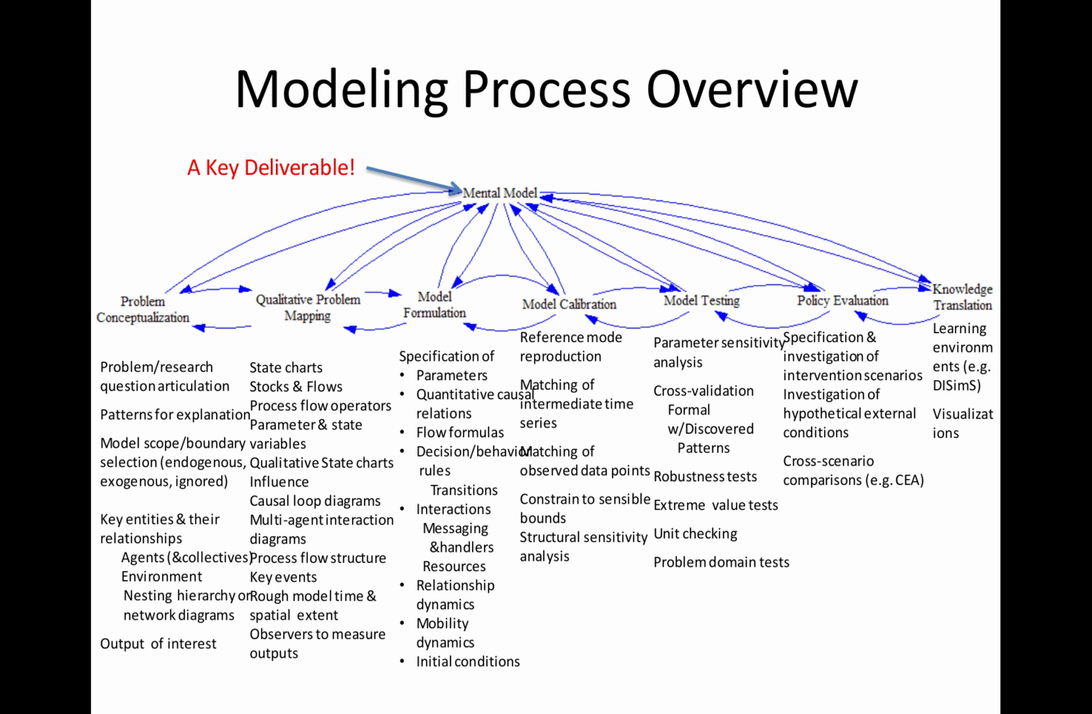Qualitative problem mapping and problem conceptualization have to do with the boundary of the model, what we're capturing in there. Model formulation gets us to the point of a runnable model. Model calibration is checking to what degree that model accords with external data and adjusting our assumptions within the model so that it best accords with it. And we go through a process of model testing often alongside it. Here shown as it happens after, but it really accompanies it.